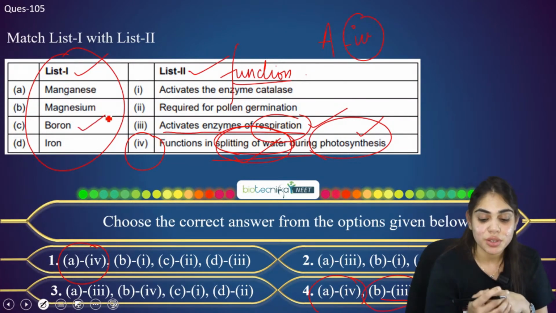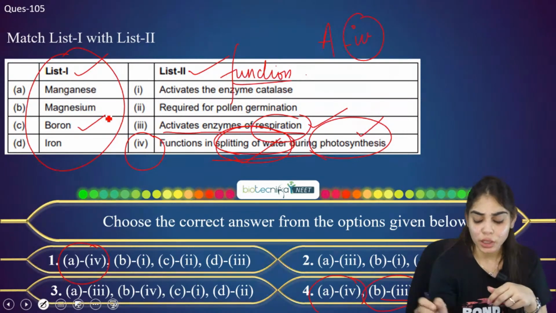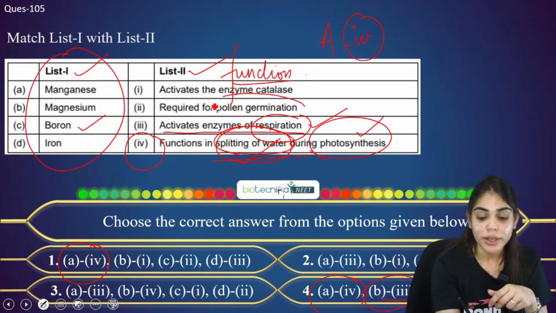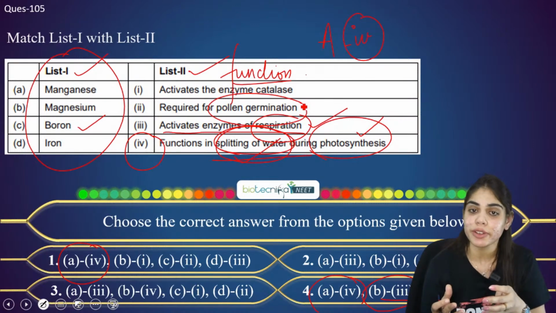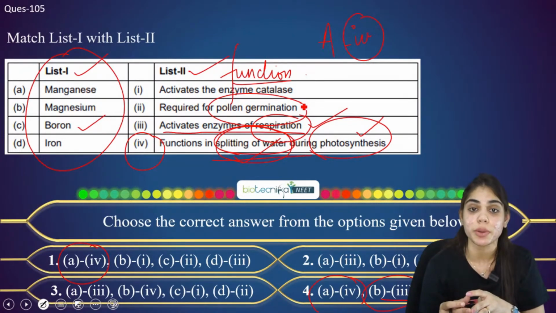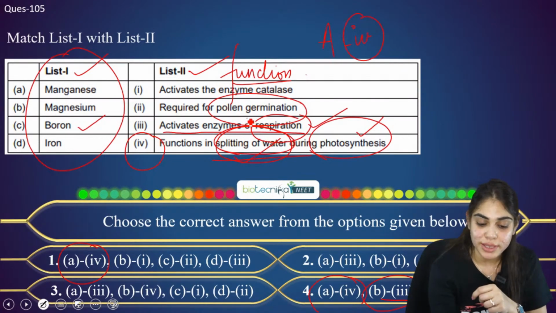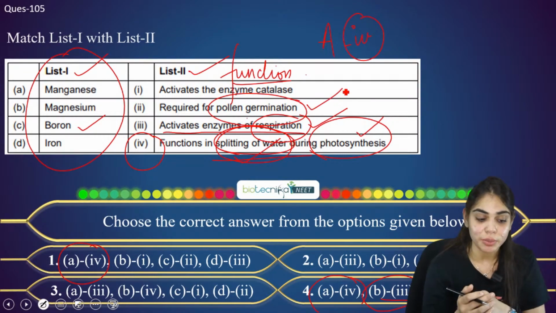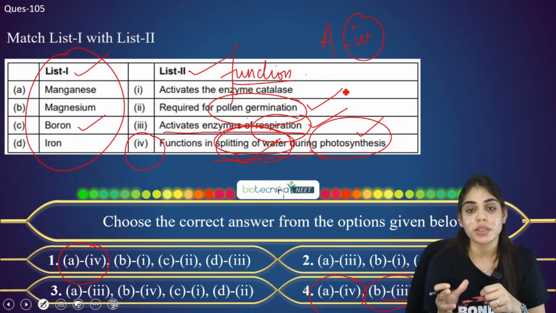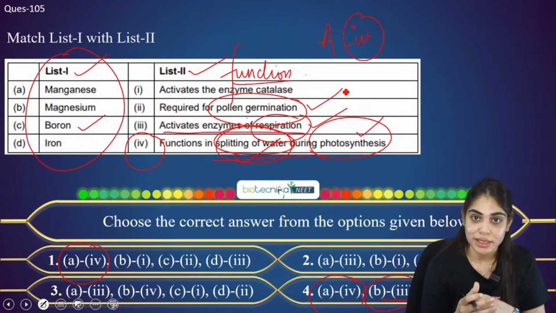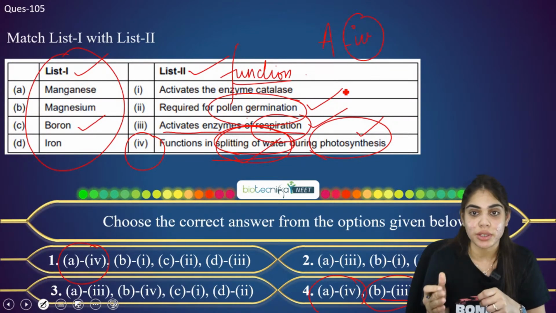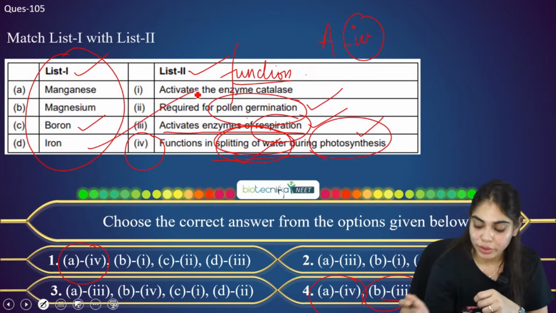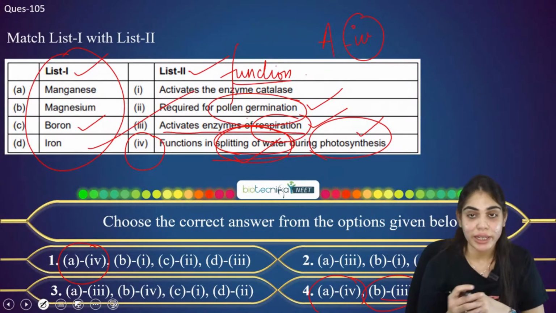So boron is responsible for C with 2, pollen germination. Why is pollen germination essential? It is important for the double fertilization that takes place in angiospermic plants. So boron is for option 2. It is responsible for pollen germination. And iron is responsible for the activation of the catalase enzyme, which causes the degradation of hydrogen peroxide into hydrogen and oxygen. So D goes with 1. So option 4 is the right answer here.